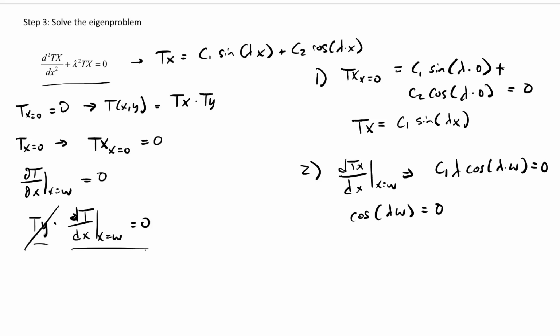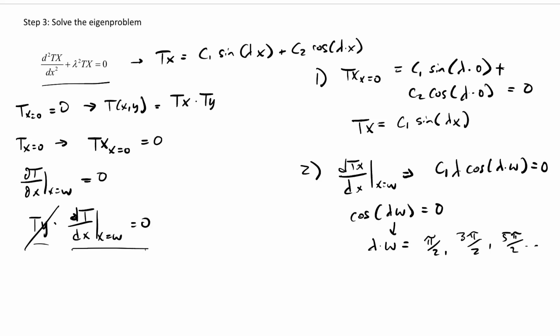When is that true? When is cosine of lambda times w 0? Well, it's true a bunch of times. This is true when lambda times w is equal to pi over 2. It's also true when it's equal to 3 pi over 2 or 5 pi over 2 and so on. Infinitely many times it's equal to 0. So this is where we get the eigenproblem part of it.